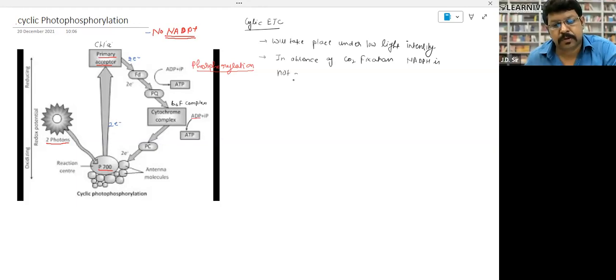Done, sir. Please note down these 2 points as well. Right. First point, it will take place in low light intensity. This is the question of the NEET that has been asked twice, right?